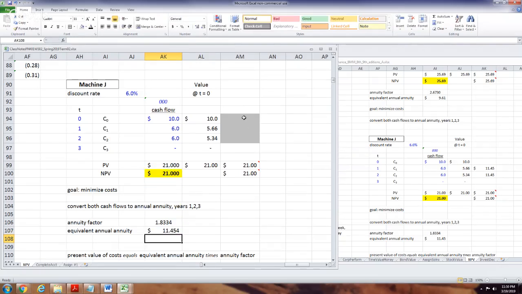So the annual equivalent on this is 11,454. But it only happens for 2 years because that's the life of this. So you've got to be careful. You have to know how your models work before you start having 3 years, 2 years.